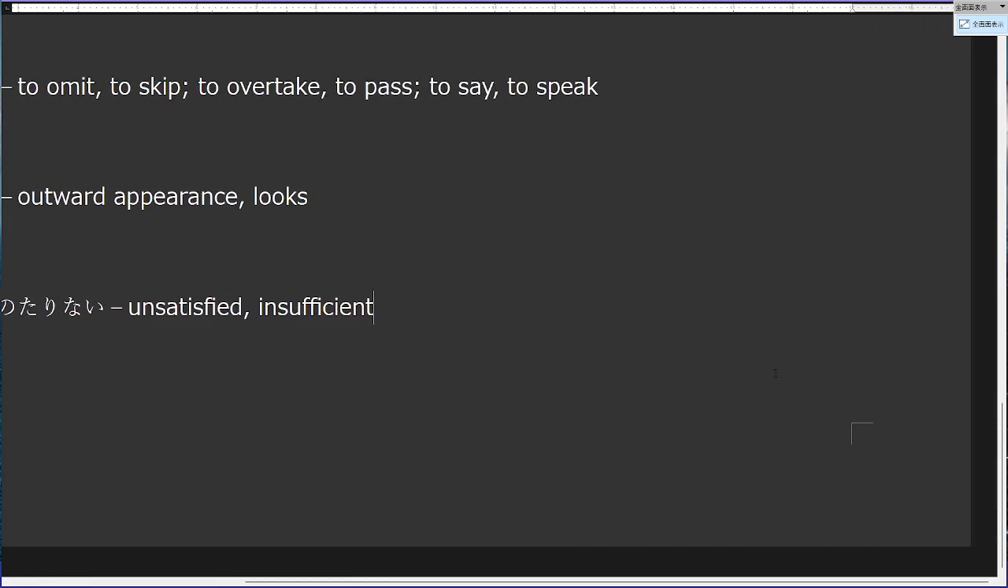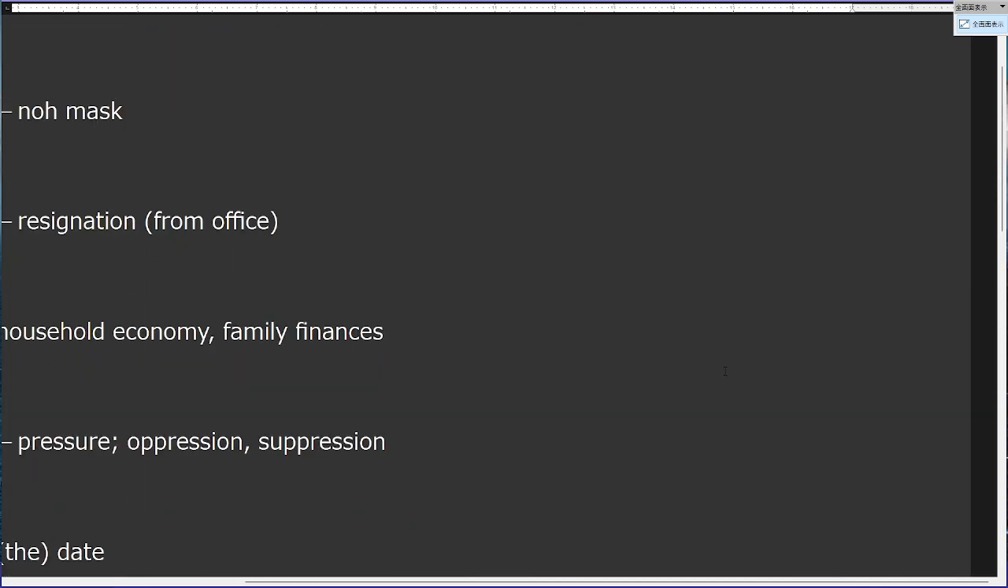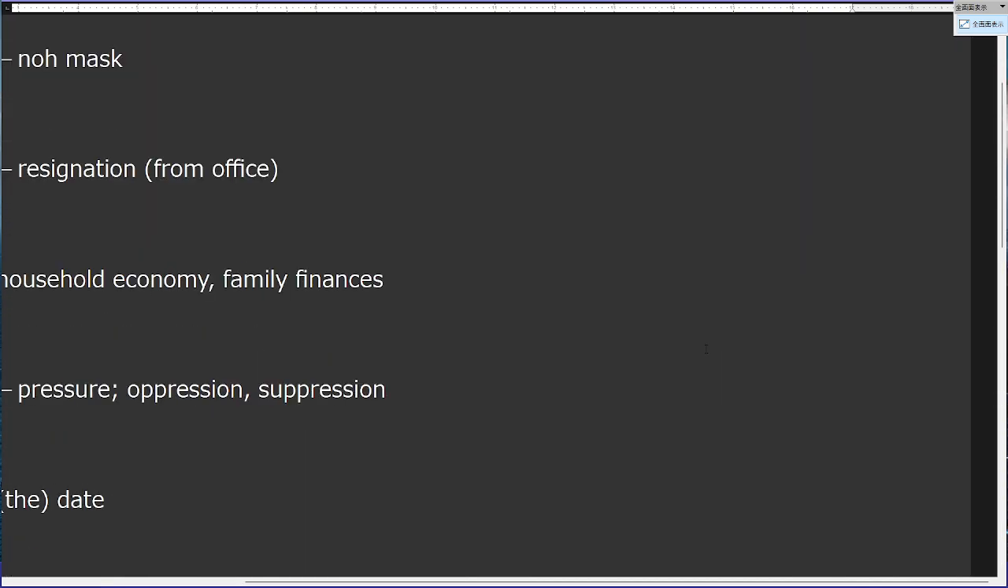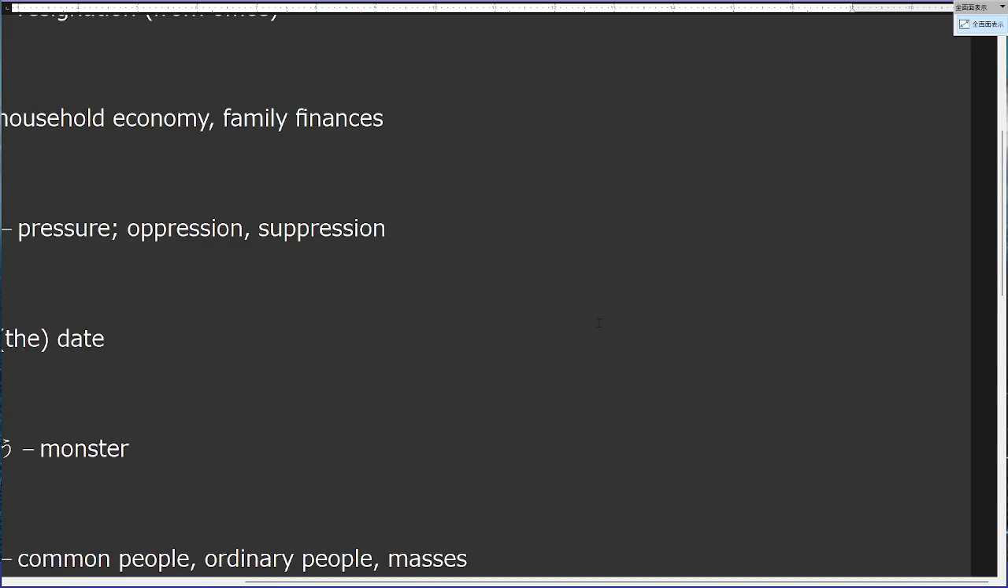Let's go back to the top, make sure we put some good little flags in our brain where all these memorizations are eventually going to go. Our first word of the day was a no mask, with no men. No on the left side for an ability or a skill, also for noh plays, and men on the right side for a mask or a surface. A no men is a no mask. A household economy or family finances is literally translated a household measure. A kake is a household finance or measures.